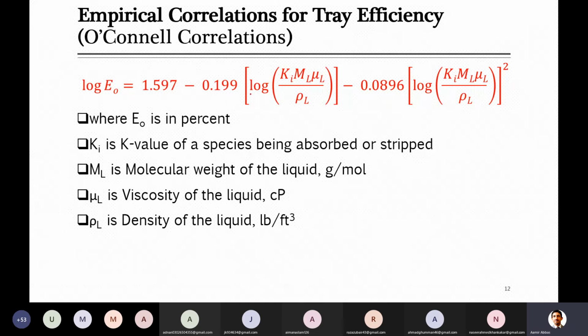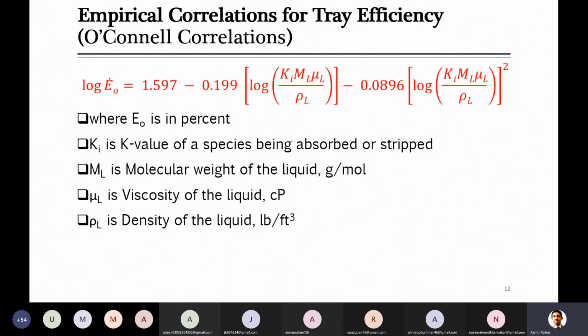The person who initially developed the equation had the log of only viscosity, but they introduced other parameters like the molecular weight of the liquid, the density of the liquid, which is the absorbent, and the K value of the component which you are removing, then the same parameter with some other factors. They said that this equation can then be better used for any number of systems, independent of the viscosity range, and can provide better results in terms of efficiency.